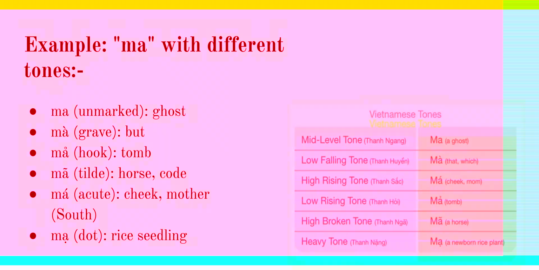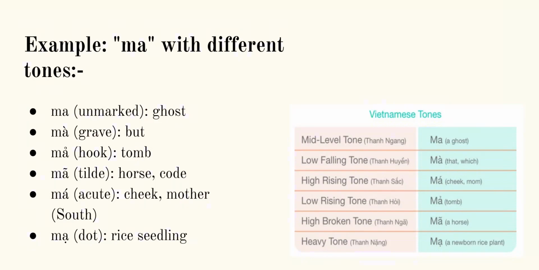This is an example of how the word ma changes with different tones. If you speak it in the level tone, ma means ghost. With the mid-level high rising tone, ma means cheek or mom. The low rising tone, ma, means tomb. The high broken tone, ma, means a horse. These are basically examples of how a word changes with different tones.